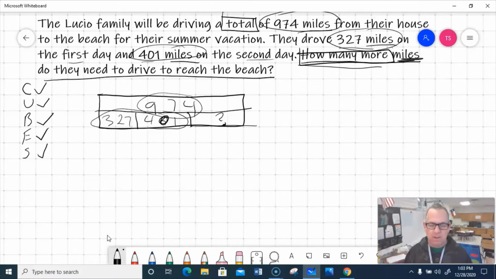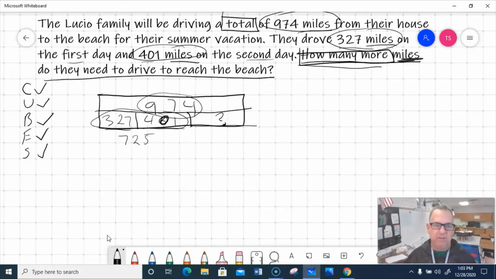So chances are, coming back from Christmas break, we may be a little bit lazy or forget some steps. So it might be helpful to do some estimating of what our answer is going to be. What I can do is look at 327 and 401. 327 is really close to 325, and 25s make me think about money, quarters and stuff. So 325 plus 400 would be about 725.